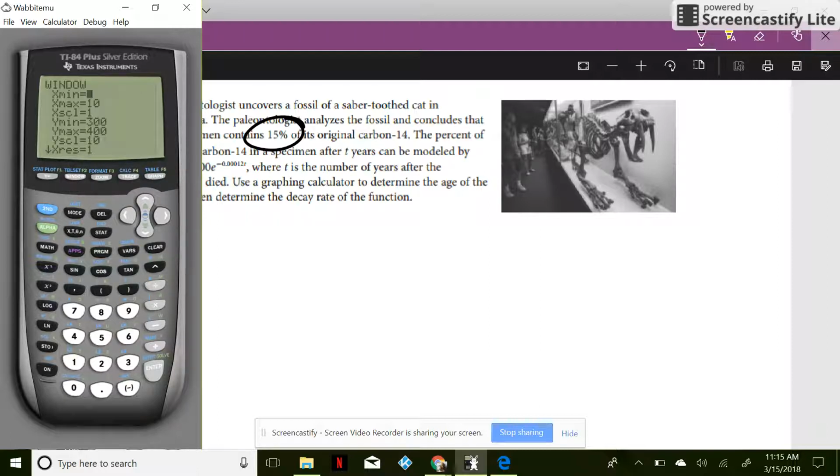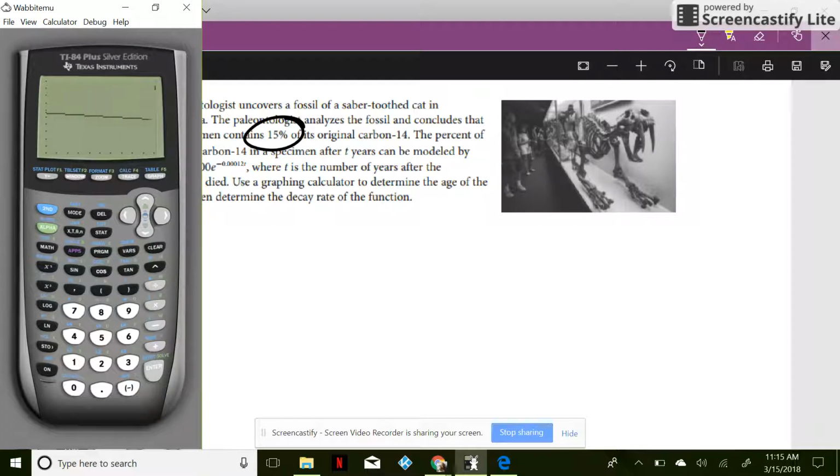Now, knowing what I know, we're going to have to seriously change our window. So this is going to be 15,500 and this is going to be 16,000, and I'm going to have it go by 50s. And then with the y values, we're looking for 15%, so I'm just going to put it between 10 and 20 with a scale of 1. So I should see both graphs here.